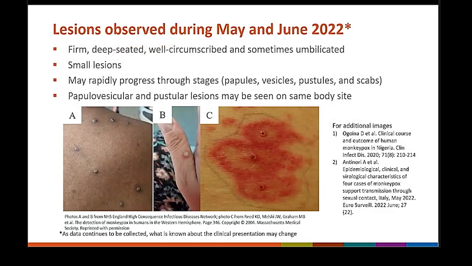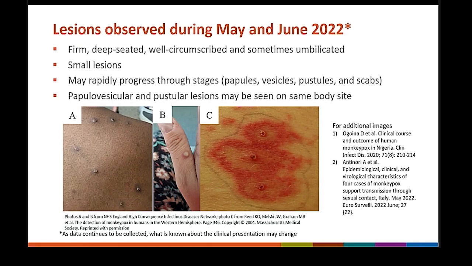The lesions, despite all these things that are perhaps not considered typical of classic monkeypox, are still firm, deep-seated, well-circumscribed, and sometimes umbilicated. So it still has that basic tenet of monkeypox infections that I showed a few slides ago. The thing is, though, that these lesions are sometimes very small in the current outbreak, as you can see from these photographs. The two on the left, panel A and panel B, are individuals involved in this current outbreak. But panel C is from the 2003 U.S. outbreak, and it is also very similar.